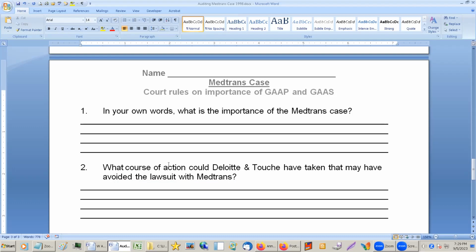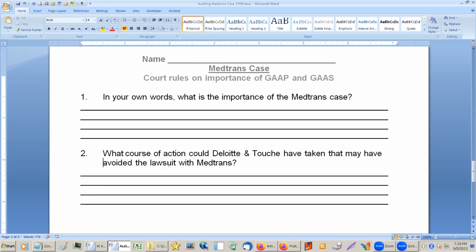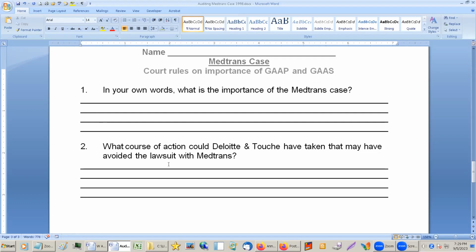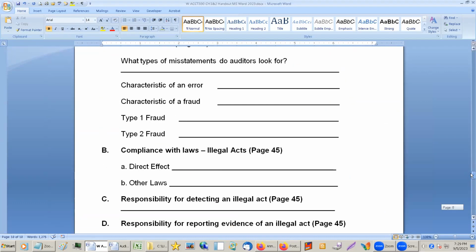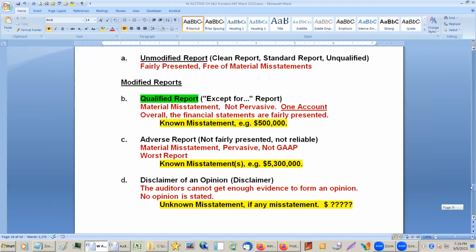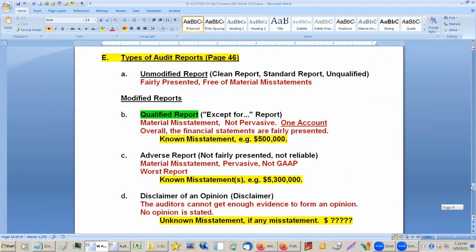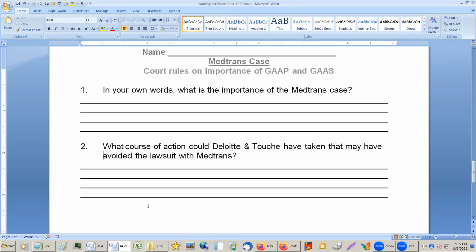There's the old saying that once a lawsuit is filed, you've lost because now you've got to defend yourself, get lawyers, all that kind of stuff. So what could the auditor have done to avoid a lawsuit with Medtrans? I'll give you a hint. It's over here. Here we go. Types of audit report. What could they have done rather than withdrawing from the engagement?